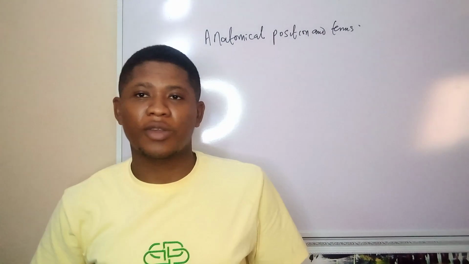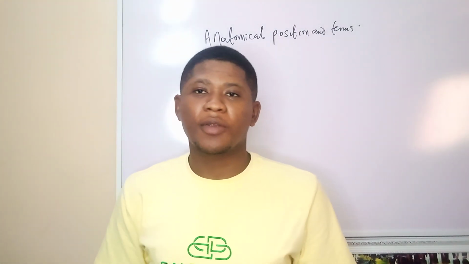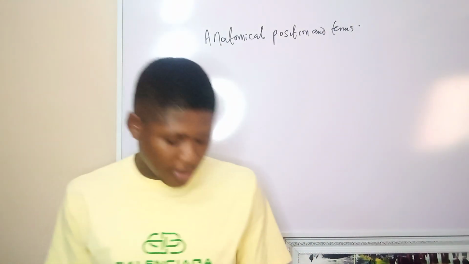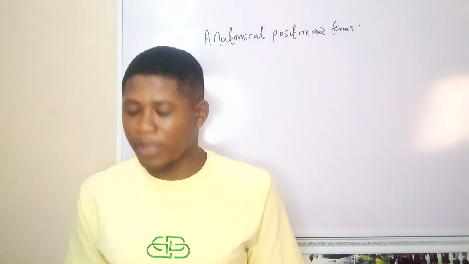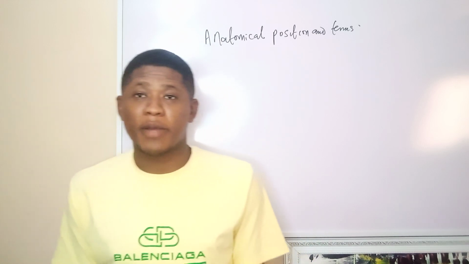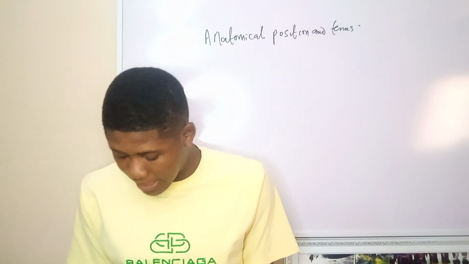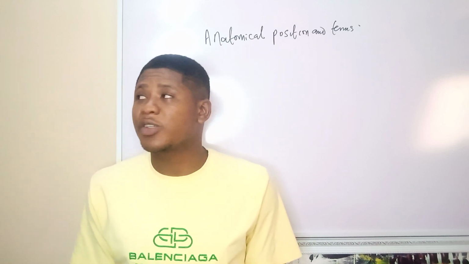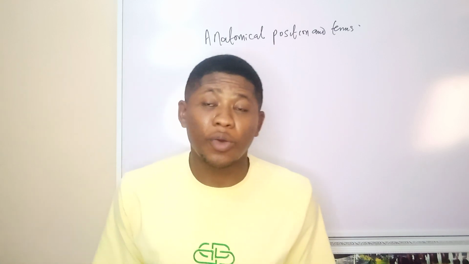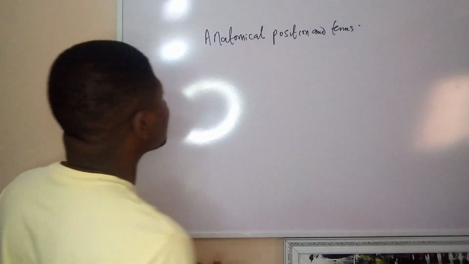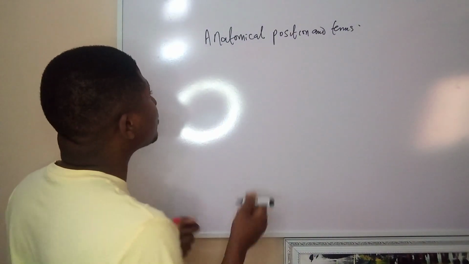So first of all, what is anatomical position? If someone asks you to stay in anatomical position, the first thing you do is place your limbs by your side with the palms facing up. Do you understand? When the palms are facing up, we say that we're in anatomical position. Then the next thing is let's look at anatomical terms.